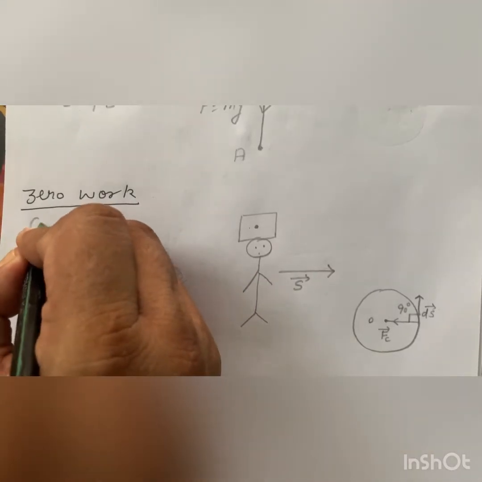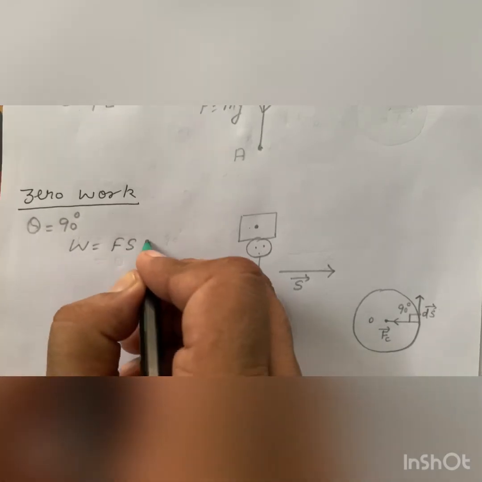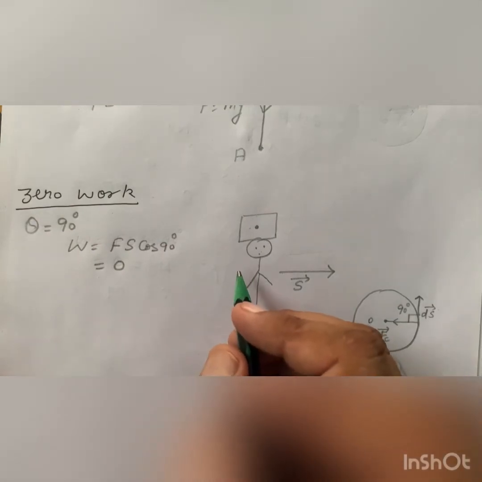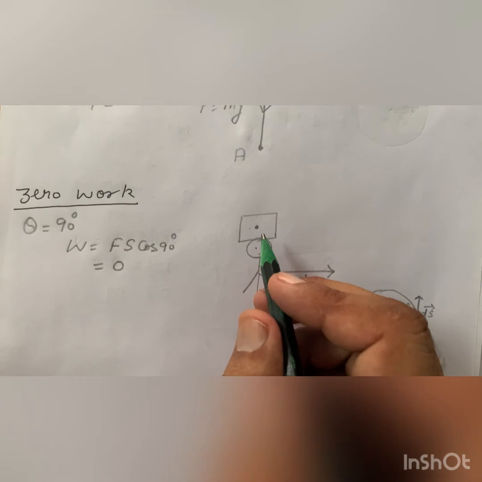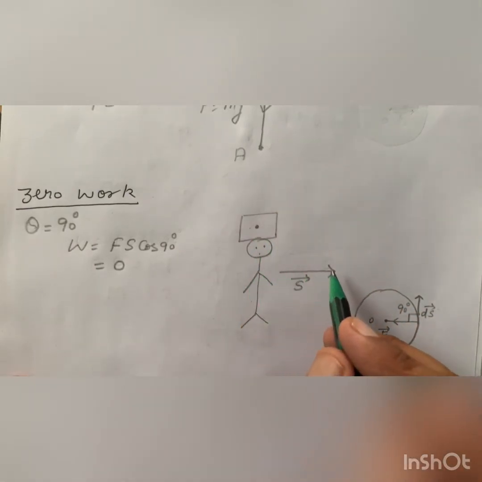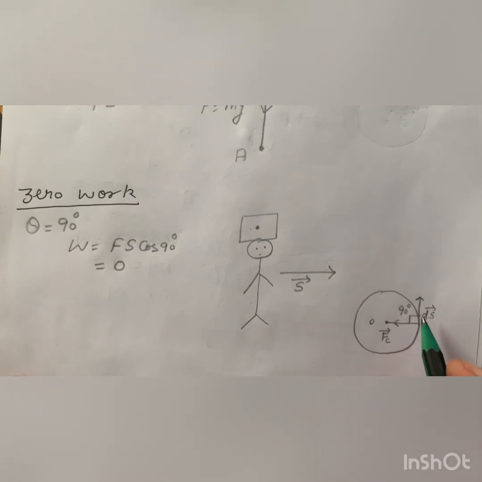Zero work done. If the angle between force and displacement is 90 degree, then work done is 0. Here cos 90 degree is 0, so work done is 0. For example, a person is carrying a suitcase and the force is in this direction and displacement of the suitcase is in this direction. So the angle between force and displacement is 90 degree. So work done in this case is 0. Another example is a body moving in a circular path. The centripetal force is acting along the center and displacement is in this direction. So the angle between force and displacement is 90 degree. So work done in this case is also 0.